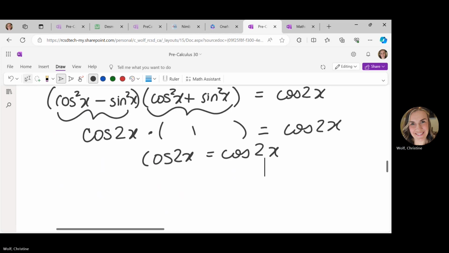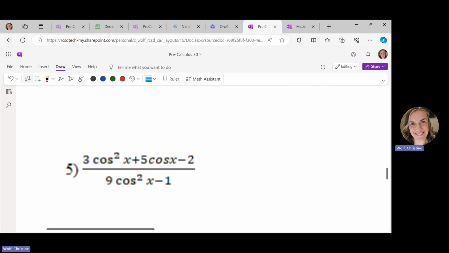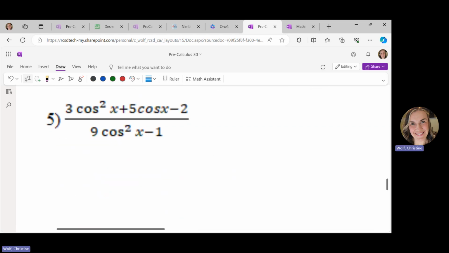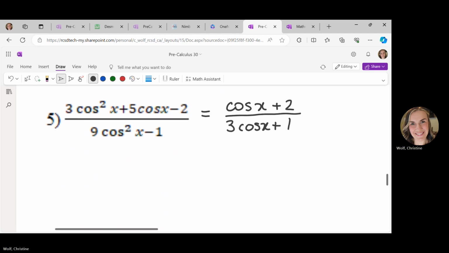All right. Fifth and final example. When I typed out your notes, I forgot to type the right side of the equation for you. So please write that in. That's my left side. I want your right side to look like this: cos x plus 2 all over 3 cos x plus 1. So there's your question. Clearly, my left side is more complicated, so I'm going to deal with that.